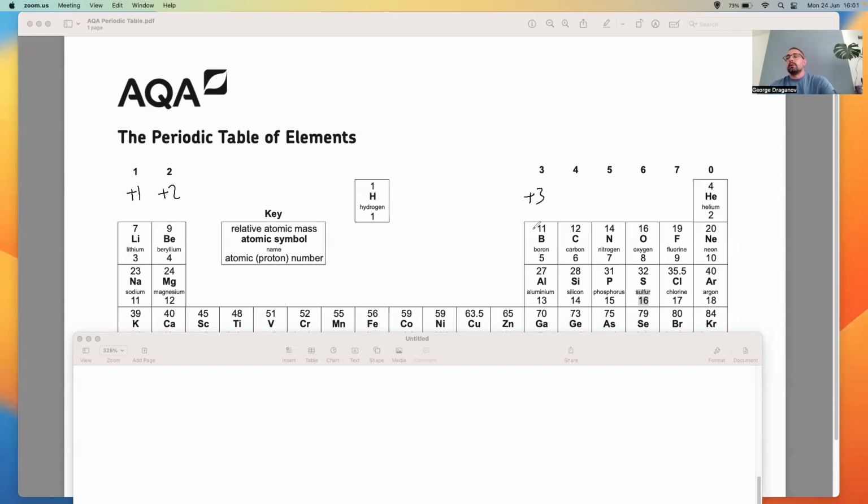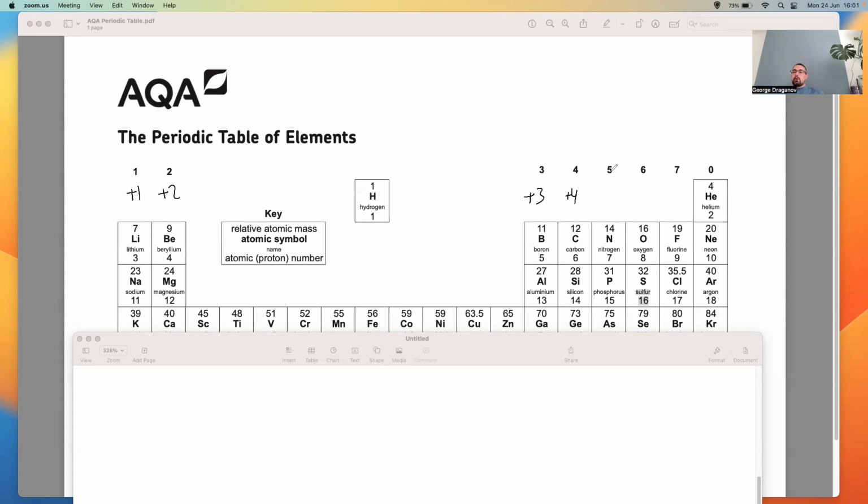This will be +3. Now, carbon, we don't deal with group 4 normally. They don't form ions, so we don't need to worry about it because you can either gain 4 or lose 4. Technically, it's equally likely. So for now, we can either leave it blank or we can put +4.